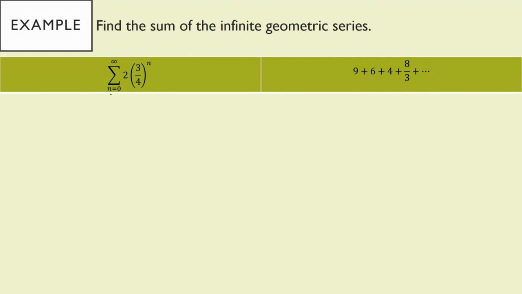So we have n equals 0 to infinity, 2, so that's our a1. We have our r, which is 3/4 to the n. So you're just literally plugging it into the formula. Again, the formula is a1 over 1 minus r. So it's 2 over 1 minus 3/4, and that gives us 1/4. Then that gives us 8. So if you add this up forever, you get 8.